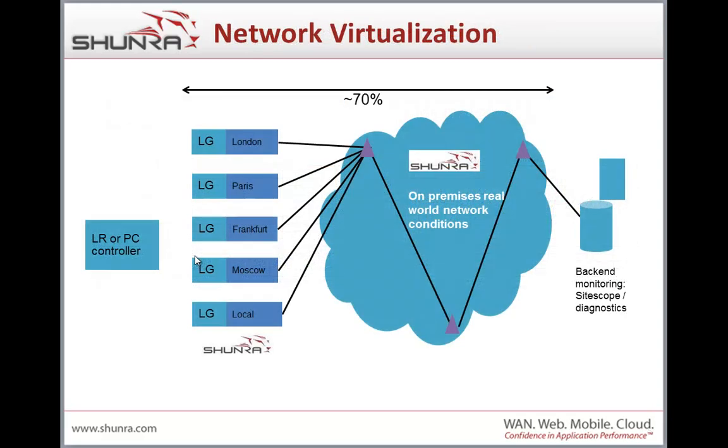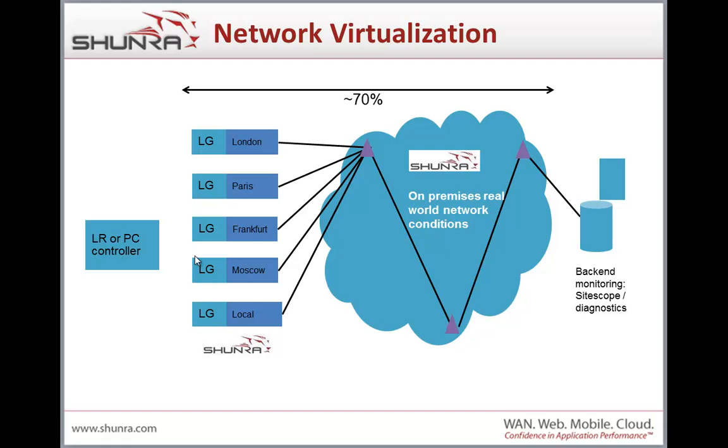The way that the product works is that we install onto each of the load generators the Shunra network virtualization driver, and this driver allows us to specify the network conditions for the virtual users coming from the load generators. This is all controlled from the controller and the scenario. There's no script changes required whatsoever, and we can plug in network conditions, as we'll see in a minute, to replicate the remote users.